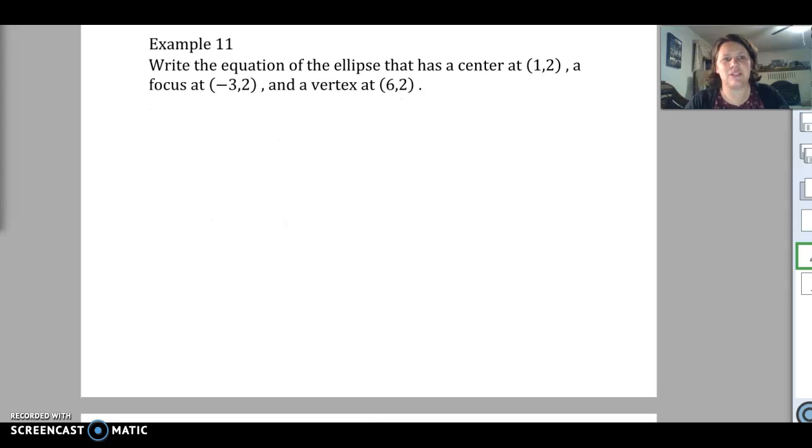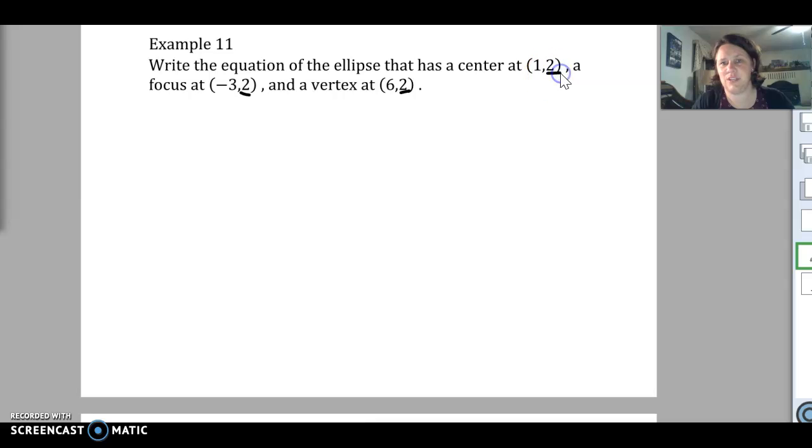All right, example 11. So skipped a couple again. Write the equation of the ellipse that has a center at (1, 2), foci at (-3, 2), and a vertex at (6, 2). So what do we notice about all of these?